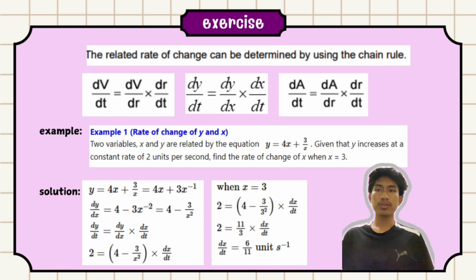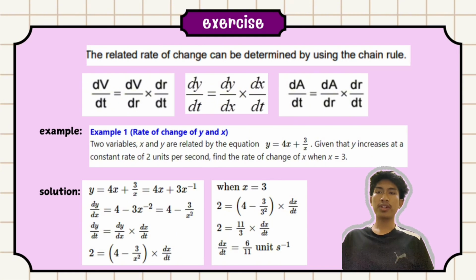Rate of change: dy over dt equals dy over dx multiplied by dx over dt. So from the equation given, which is y equals 4x plus 3 over x, we need to differentiate it first to find dy over dx. So you get the answer 4 minus 3 over x squared, whereas x needs to be brought upward before we differentiate.